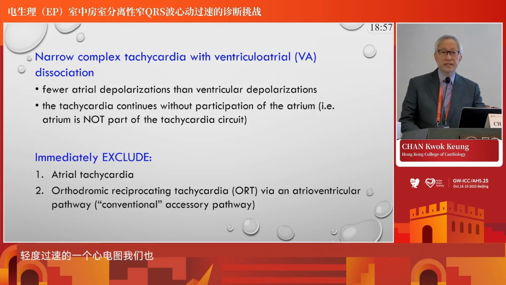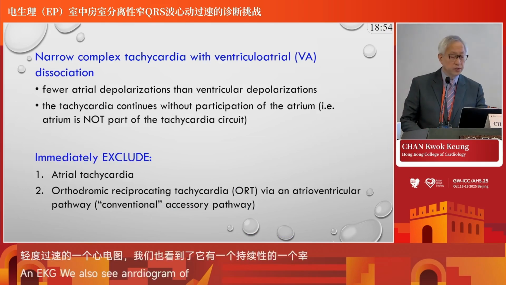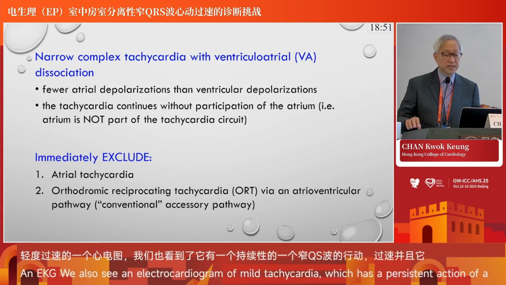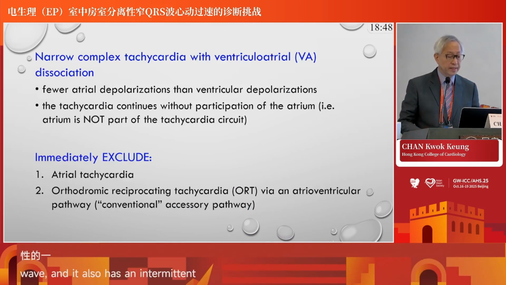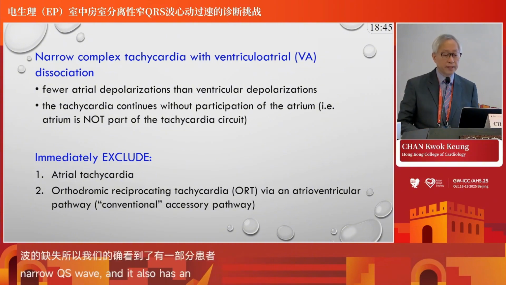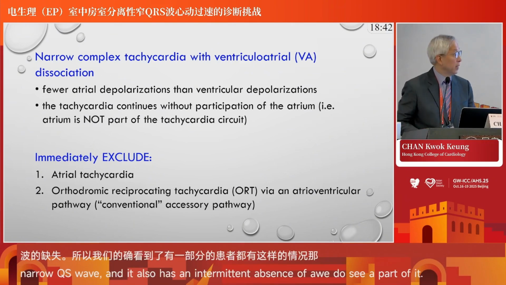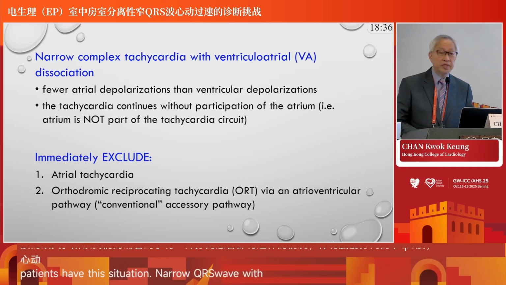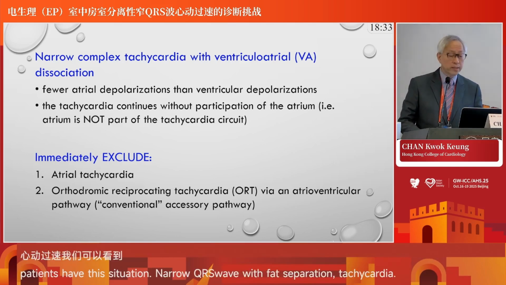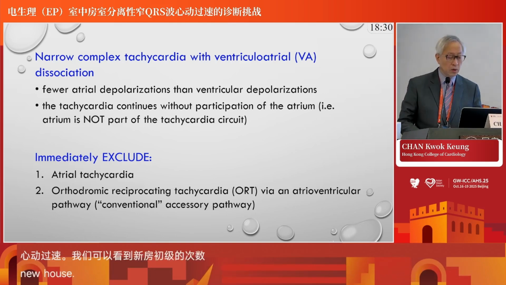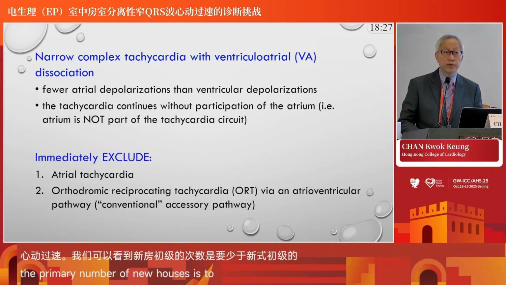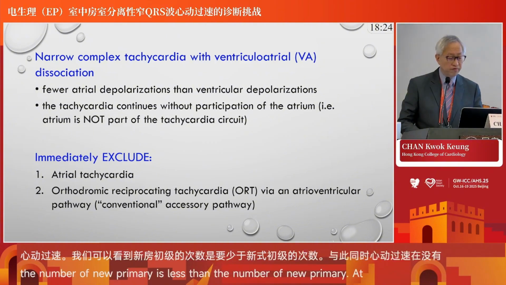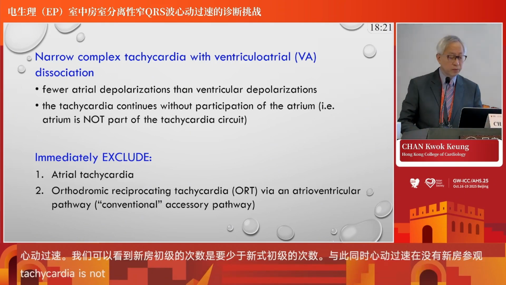Now, in narrow complex tachycardia with VA dissociation, there are fewer atrial depolarizations than ventricular depolarizations, and the tachycardia can continue without the participation of the atrium. That is, the atrium is not part of the tachycardia circuit. So with that, it immediately excludes two mechanisms. One is atrial tachycardia. The other is orthodromic reciprocating tachycardia, or ORT, via an atrioventricular pathway or a conventional accessory pathway, because the atrium is a mandatory part of these two tachycardia circuits.